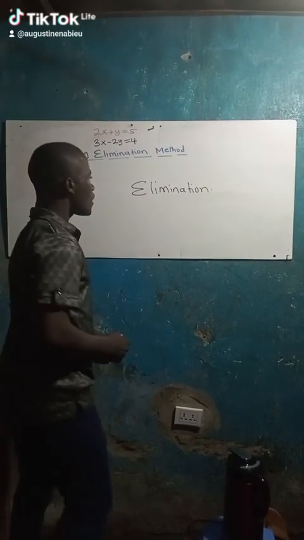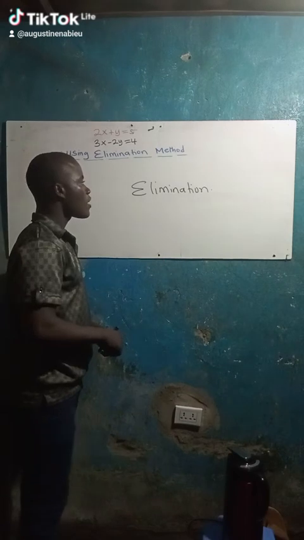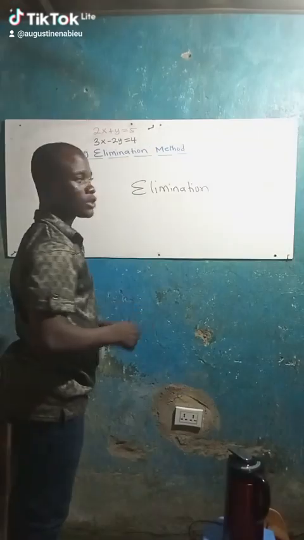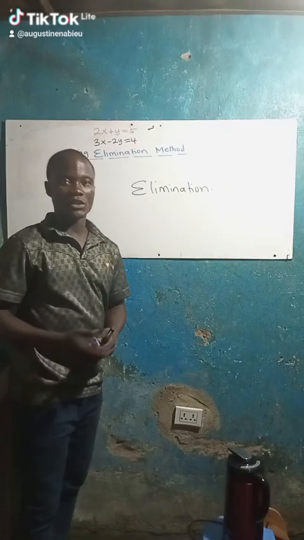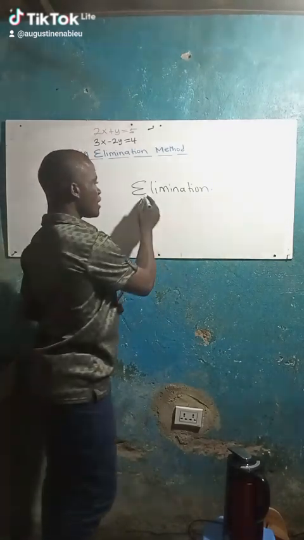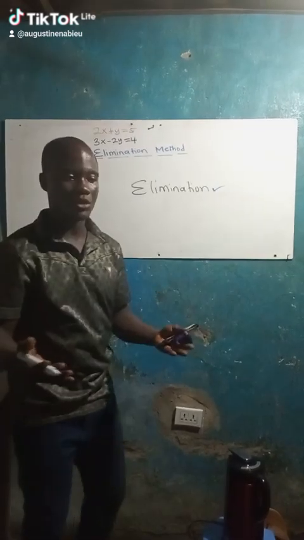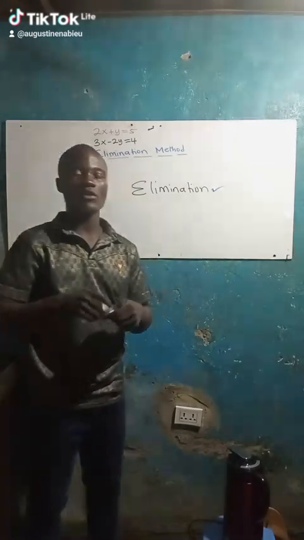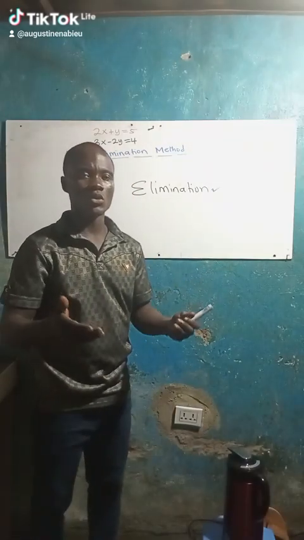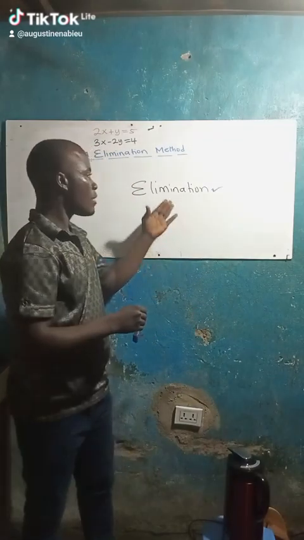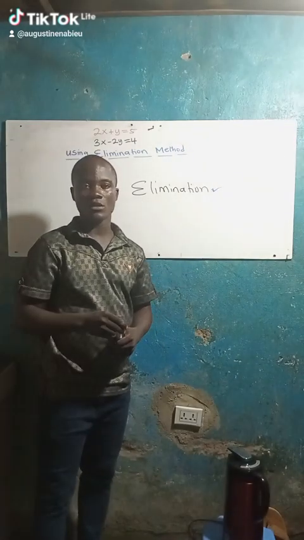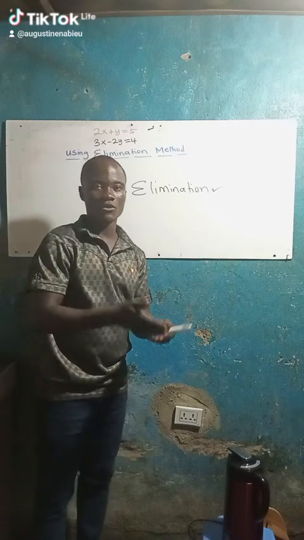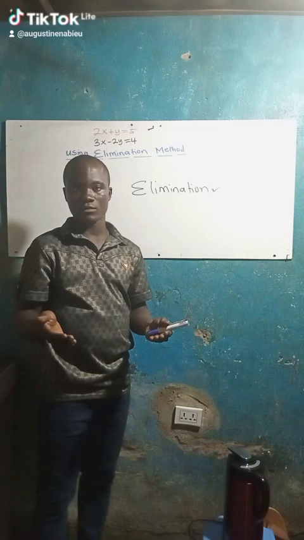So welcome to another edition of the program, where we'll be using the elimination method to solve these two equations on the board. But the first thing is we need to understand what elimination is. Probably some of you may have heard the word elimination, but you don't know what it means. In mathematics, elimination means to remove or to get rid of something, to cancel.